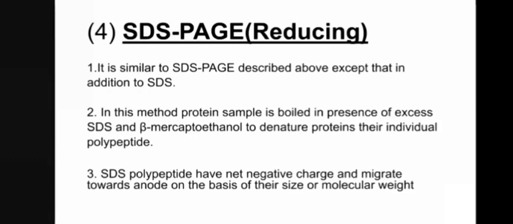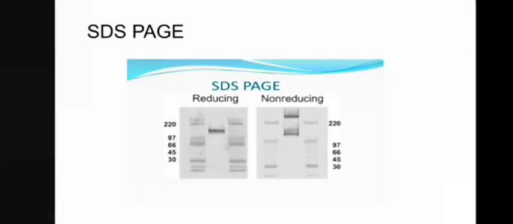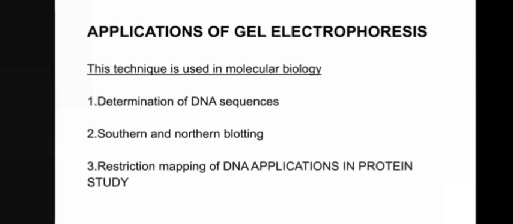SDS polypeptides have a net negative charge and migrate towards the anode on the basis of their size or molecular weight. This photo shows us the difference between SDS polyacrylamide gel electrophoresis, reducing and non-reducing form. Applications of gel electrophoresis: this technique is used in molecular biology to determine DNA sequence, Southern and Northern blotting, restriction mapping of DNA, and applications in protein study.